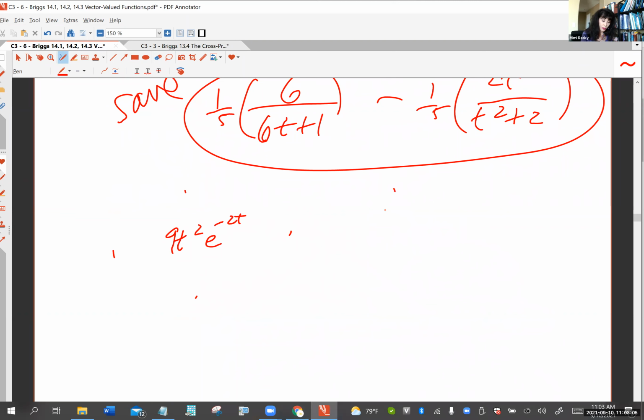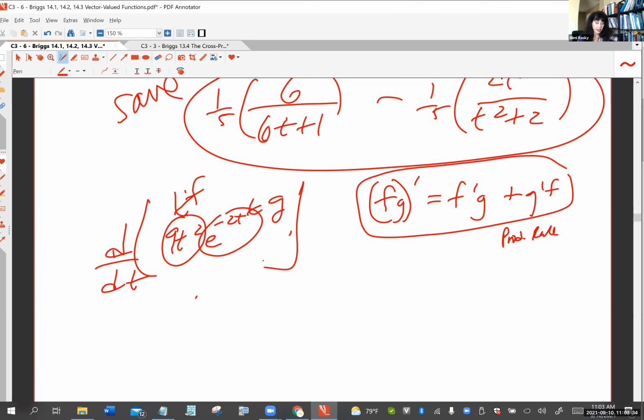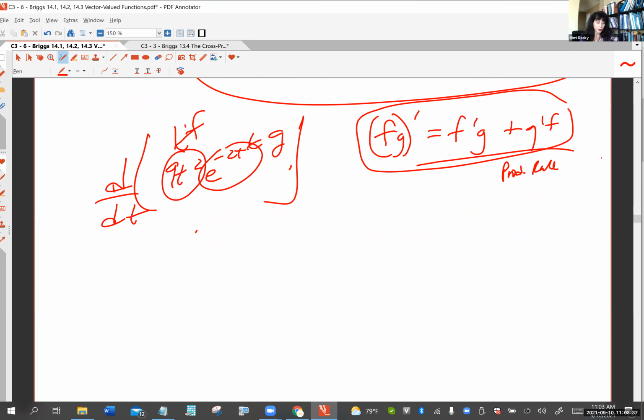I'm going to use the product rule, which says if you have f times g, that product's derivative, you can go f prime g plus g prime f. That's the product rule right there. Memorize that. Okay, so who's f and who's g? I'm going to call the 9t squared my f factor. And the exponential e to the negative 2t will be my g. So when I take the derivative of this with respect to t, using this handy product rule, f prime would be the derivative of 9t squared, which is pretty easy because you know your polynomial rule. That's 18t.